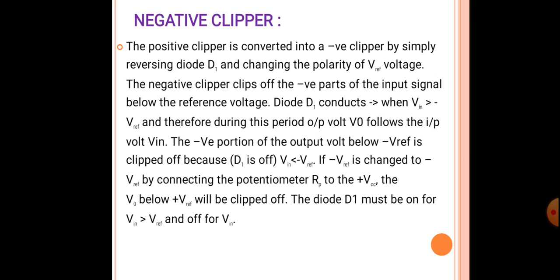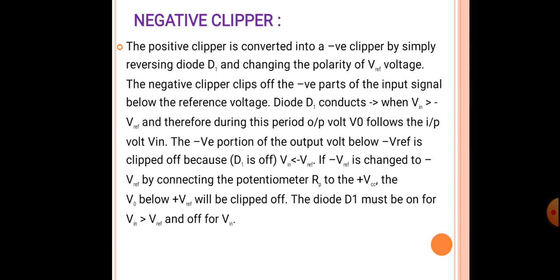Next we have a look at a negative clipper. The positive clipper is converted into a negative clipper by simply reversing diode D1 and changing the polarity of the V reference voltage. The negative clipper clips the negative parts of the input signal below the reference voltage. Diode D1 conducts when V input is greater than V reference, and therefore during this period output voltage V0 follows the input voltage Vin. The negative portion of the output below minus V reference is clipped off because D1 is off and V input is less than minus V reference.